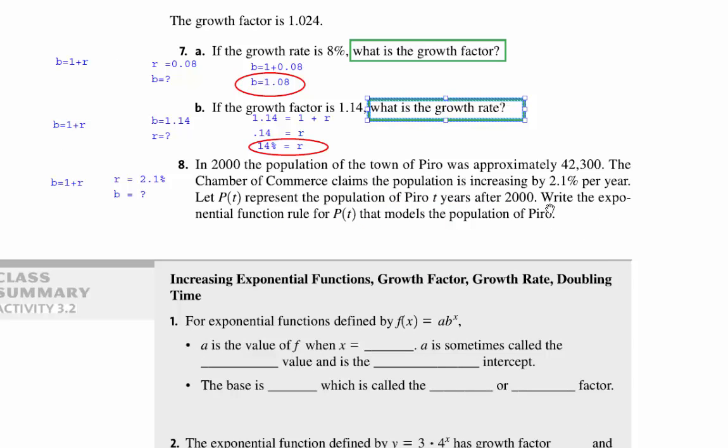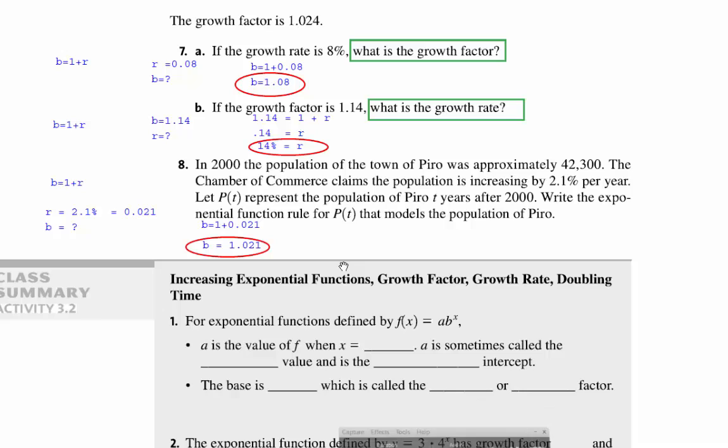Again, I want to take stock of what we have. We're going to still use B equals 1 plus R. My rate is increasing, so I know it's a growth rate of 2.1%. We can change that to a decimal, which would be 0.021. And B is what we're looking for. I wrote my R equals 2.1%, or as a decimal, 0.021. To find my growth factor B, let's plug in these numbers. B equals 1 plus 0.021, so we are left with B equals 1.021.